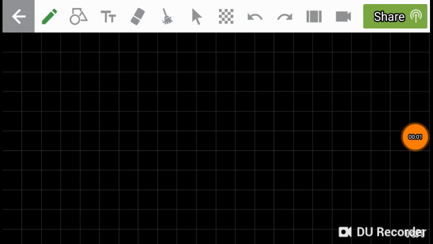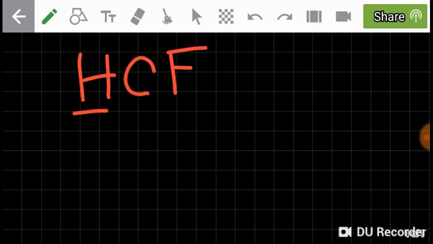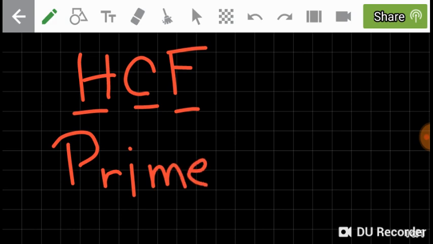Hello everyone. In this video we are going to learn how to find the HCF. HCF means the highest common factor. Similarly, like we found LCM in our previous video, we are now going to learn how to find the highest common factor, and for this we need to learn how to do the prime factorization.